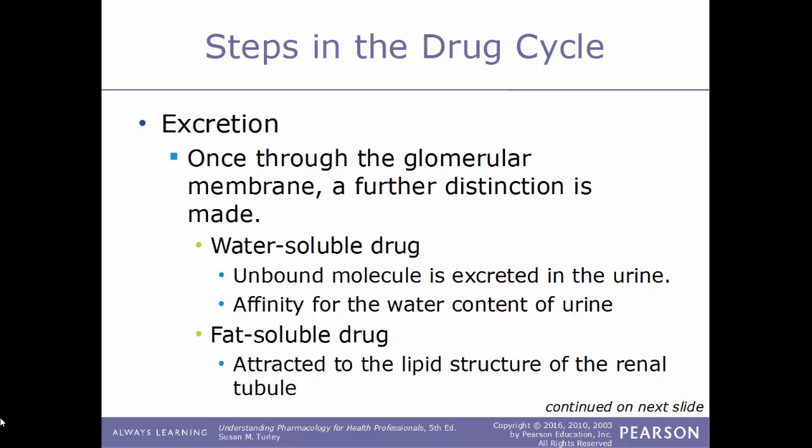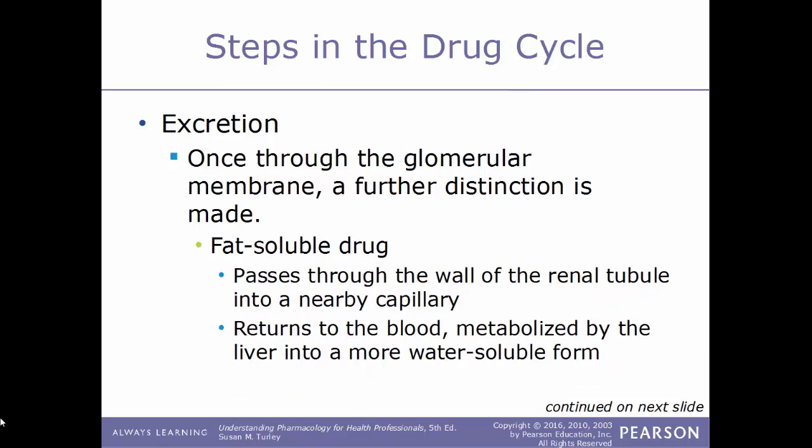Now, once through the glomerular membrane, a further distinction is made at this point. Drugs can either be classified as water-soluble or fat-soluble. For water-soluble drugs, an unbound molecule is excreted in the urine, and these have an affinity for the water content of urine. If they're classified as being fat-soluble drugs, they are attracted to the lipid structure of the renal tubules. And these fat-soluble drugs will pass through the wall of the renal tubule and into a nearby capillary. And when this happens, these drugs will enter the bloodstream once again. They'll be metabolized by the liver into a more water-soluble form. So it takes more effort to further metabolize these kinds of drugs and eliminate them from the body.